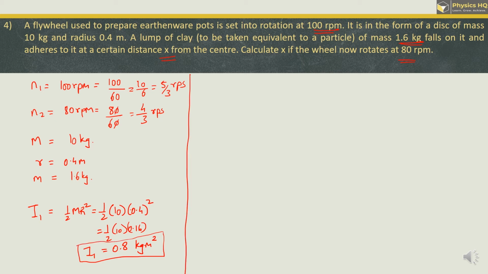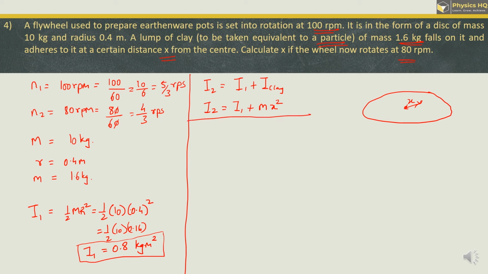Right? Next we will find out the final moment of inertia. The final moment of inertia is what? The initial moment of inertia plus the moment of inertia of that clay which has fallen. Okay? Because we have to consider it as a particle which has fallen at a certain distance x. So the simple formula for moment of inertia is mr². The mass of clay is given, the distance is x over here, so we will write it as x squared. So we get I2 as I1 plus mx².